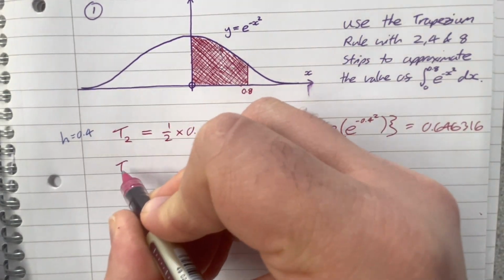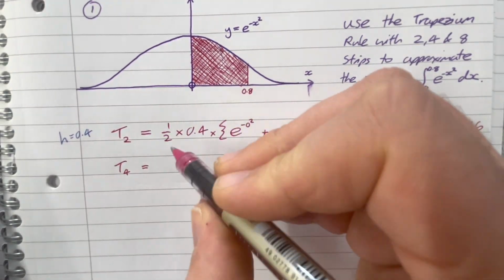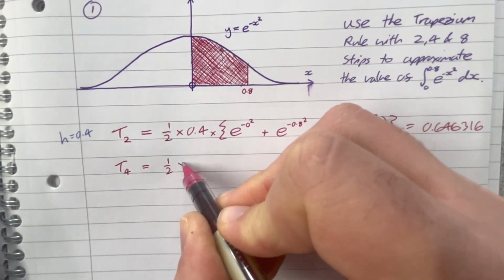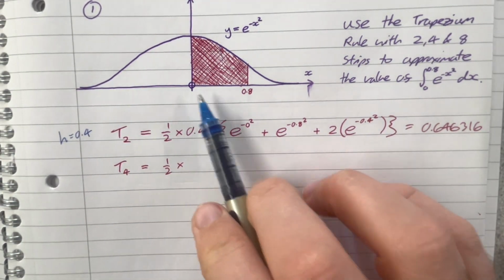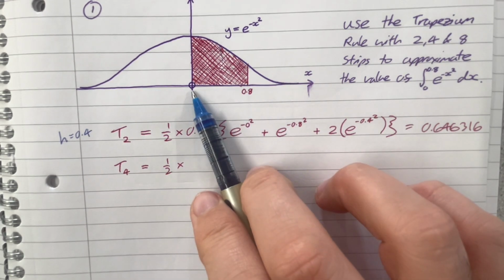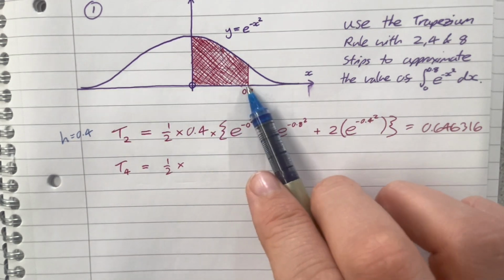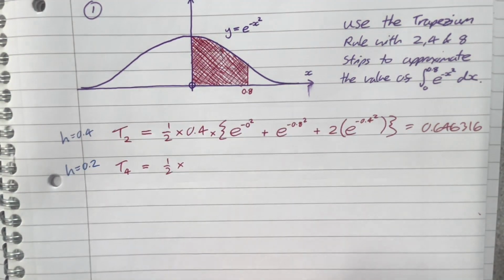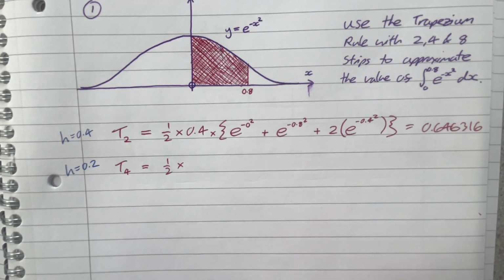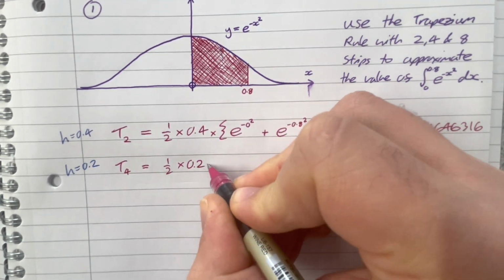Now T4 with 4 strips. Again, we're going to have a half times h, but h is now different. So when we had 2 strips, we took the 0.8 and we divided it by 2 to give us 0.4, but now we want 4 strips, so actually h is going to be 0.8 divided by 4, which is 0.2. So h has changed, so just be careful with that.